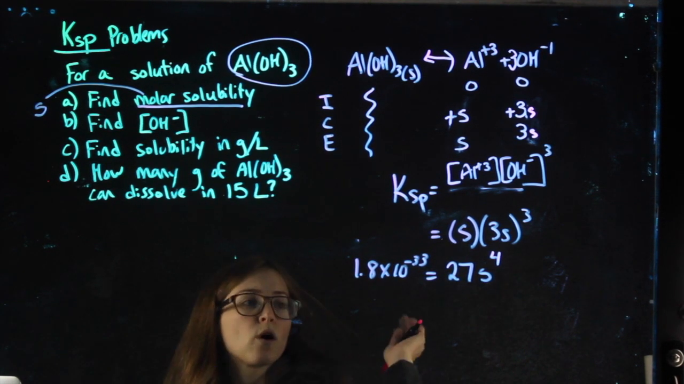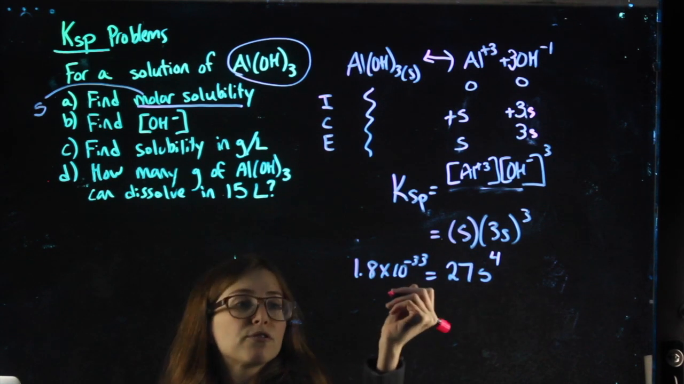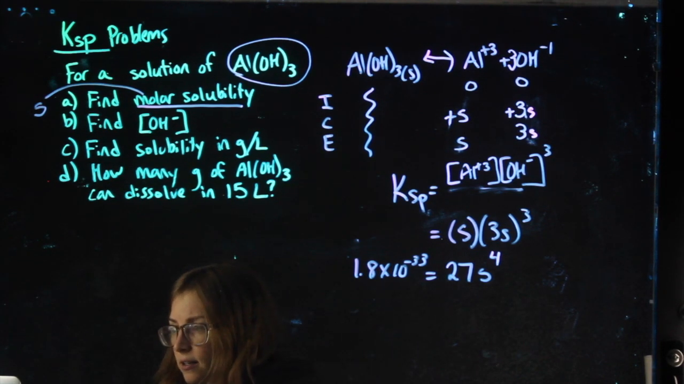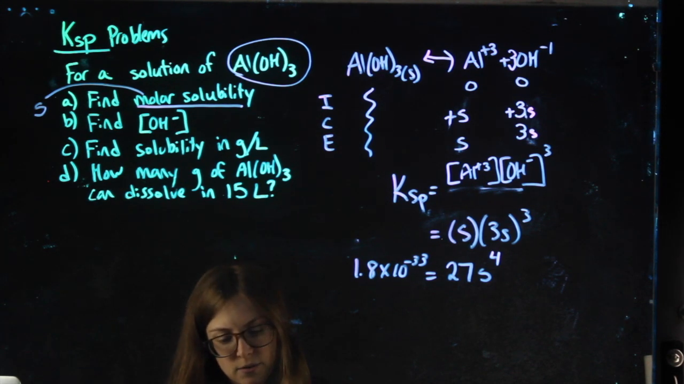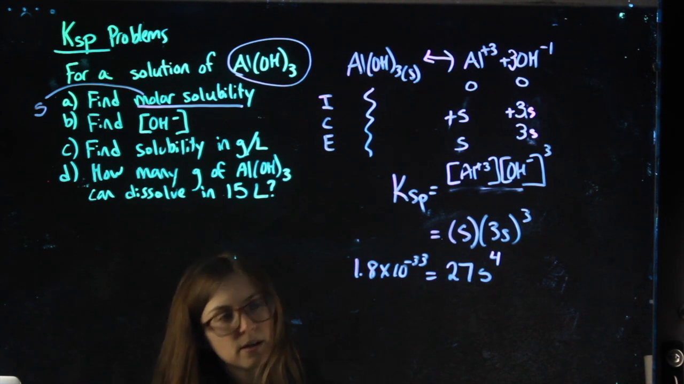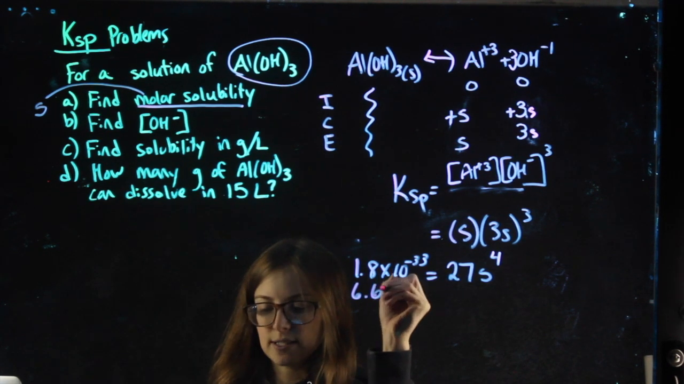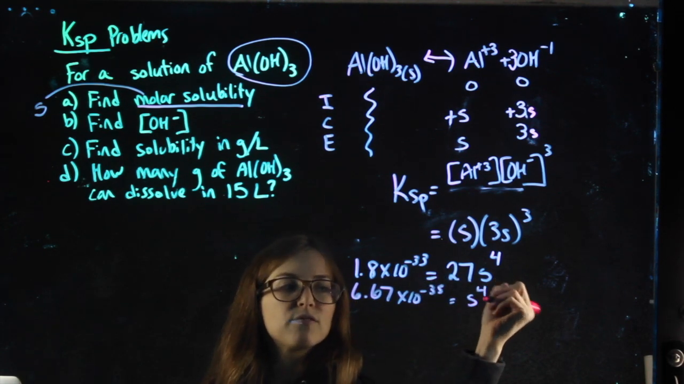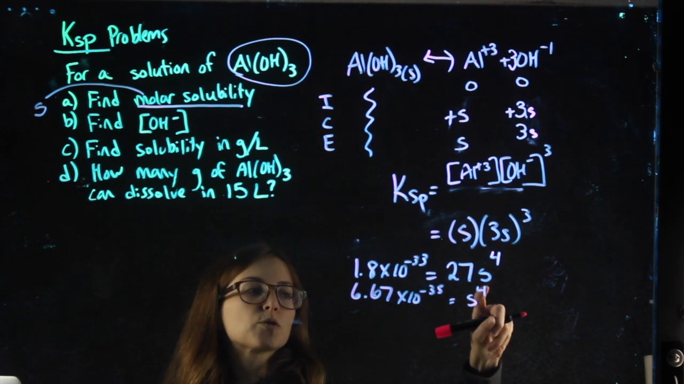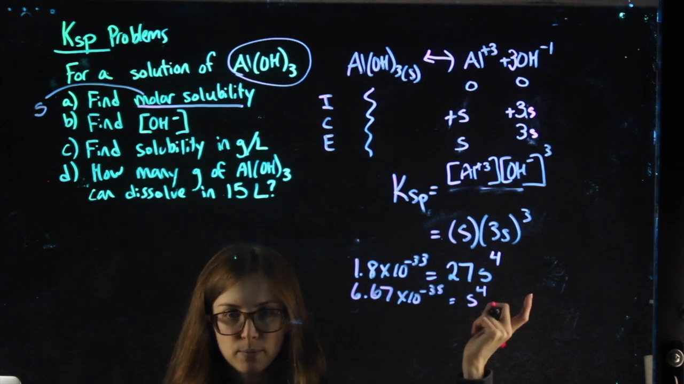Now I want to solve for S by itself. So first I divide by 27. 1.8 times 10 to the negative 33 divided by 27. I get like 6.67 times 10 to the negative 35. That's S to the 4th. Now, if this were squared, it would be easy. I would square root both sides.